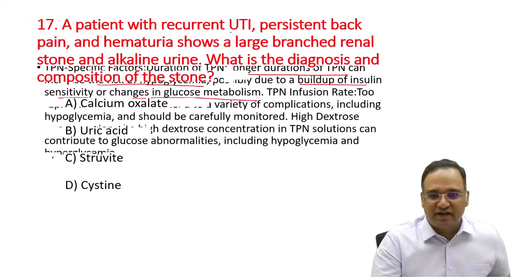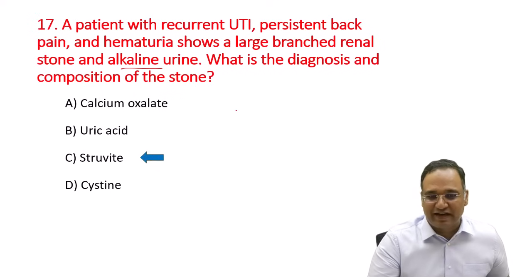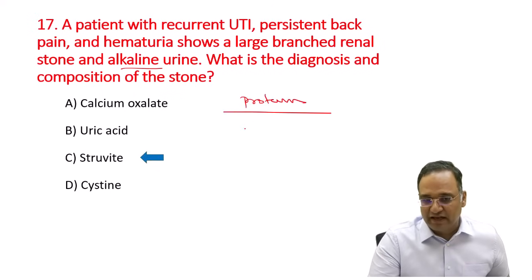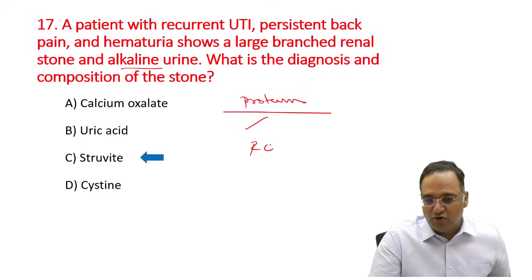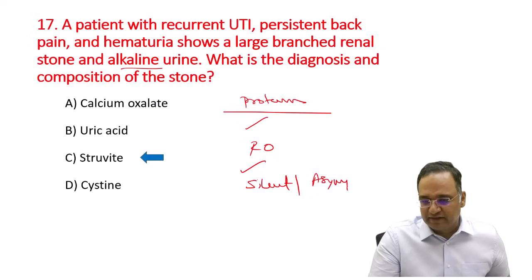A patient has a recurrent UTI, persistent back pain and hematuria, shows a large branched renal stone and alkaline urine. A stone formed in alkaline urine, struvite calculus. The most common infecting organism is Proteus. Proteus forms the alkaline urine. Okay, they are radio opaque and they are silent calculus, and they are mostly asymptomatic.